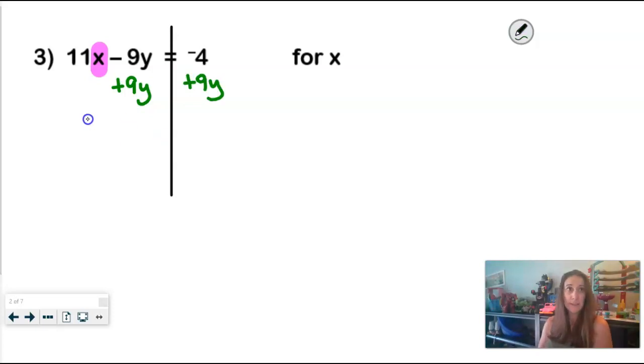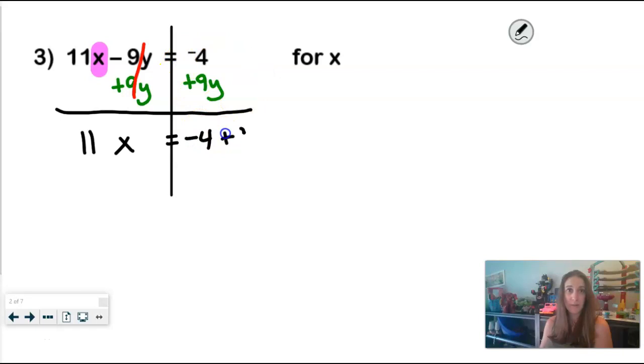And again, read what you have. This is canceling, right? I'm going to cross that off. We have 11x equals, so read it, guys. You have negative 4 plus 9y.